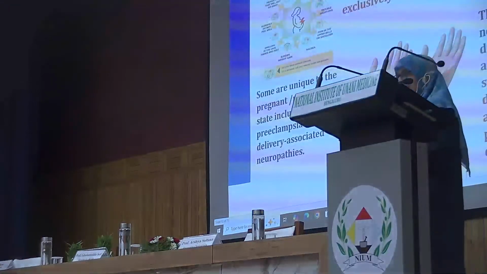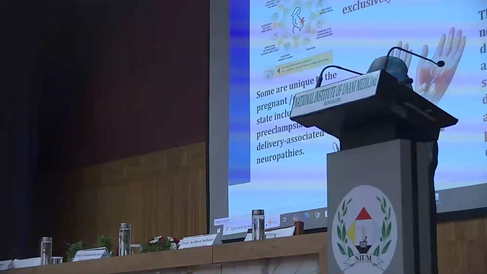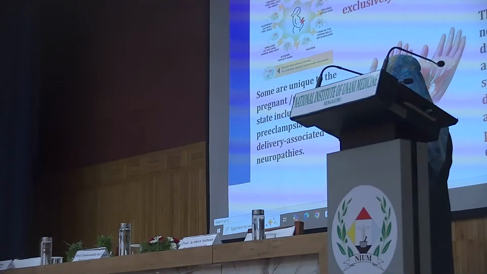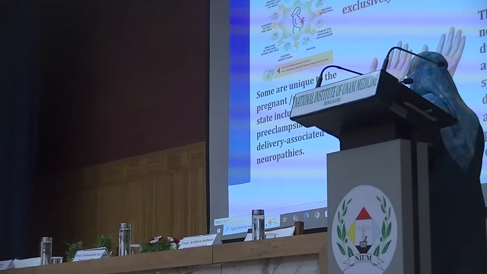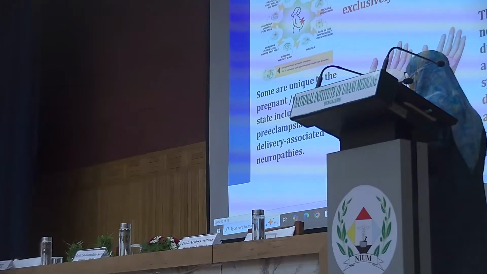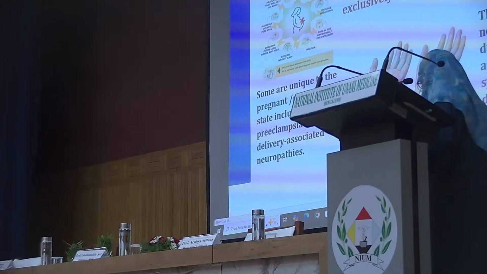So here we can see, as I just said, there are some unique diseases which occur in pregnancy which can lead to neurological diseases. For example, preeclampsia. Some are unique to the pregnant and postpartum state, including preeclampsia and delivery-associated neuropathies. We said that carpal tunnel syndrome can occur in pregnancy, but it is not exclusively seen in pregnancy. And most important, the diagnosis of neurological disorders during pregnancy is always a challenging task. Why? Because symptomatology may vary due to hormonal changes and exaggerated physiological responses during pregnancy.